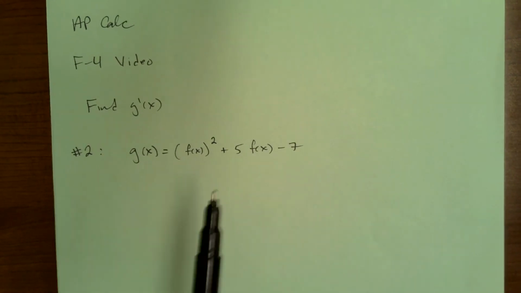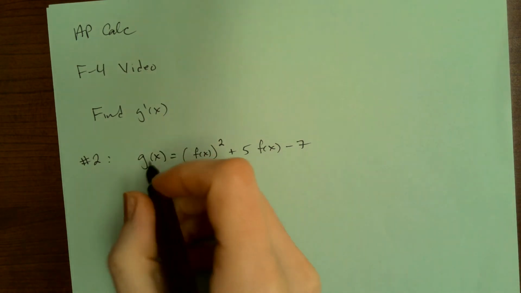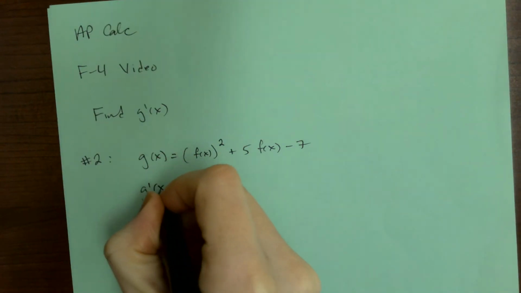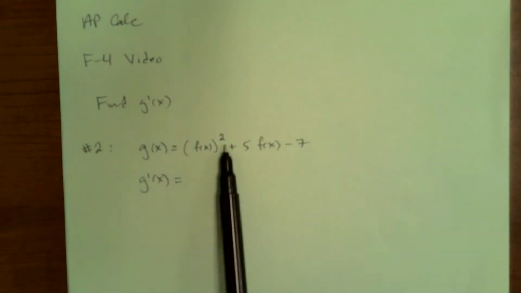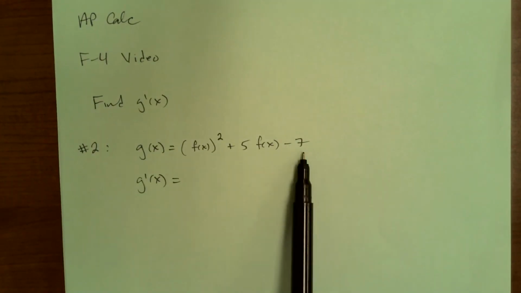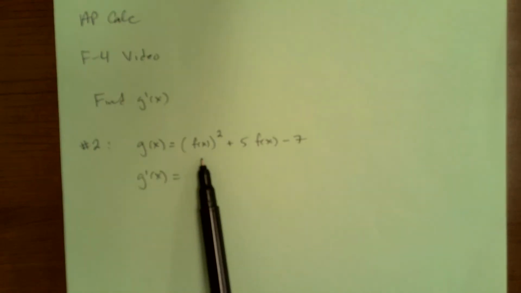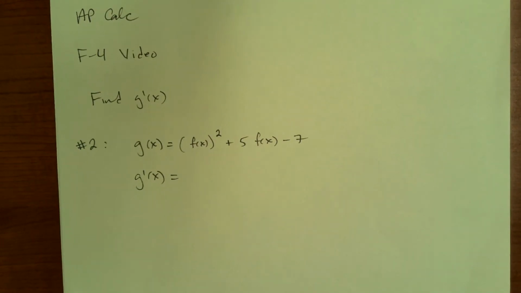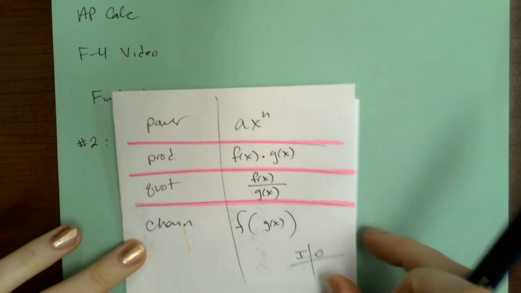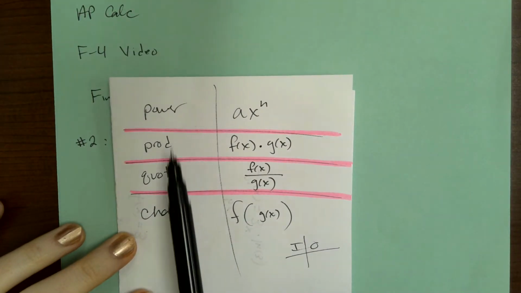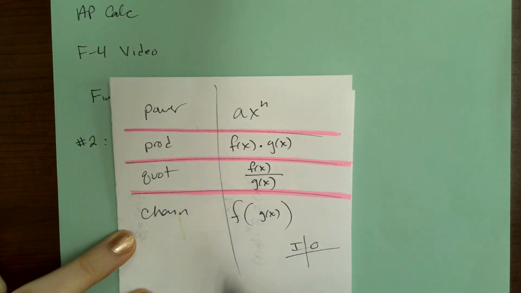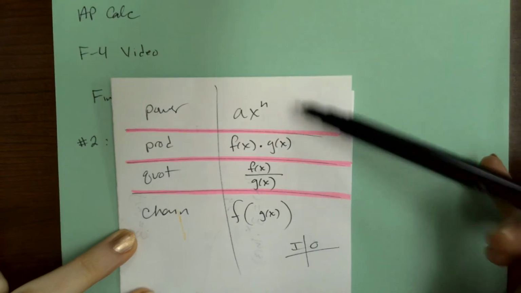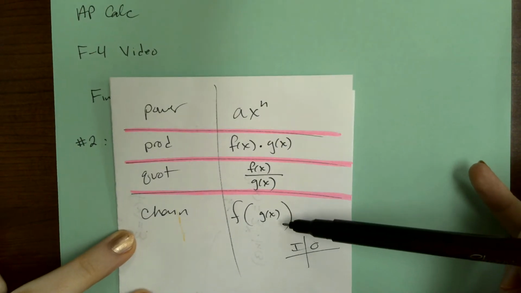All right, so to get G prime of X, I'm going to have to take the derivative of all three of these terms. So 1, 2, I got 3 terms. For this first one, guys, whenever you are finding the derivative, these are the rules that we've learned. All right, there's power, product, quotient, chain. And these are the clues you want to look for, for which you're going to use.